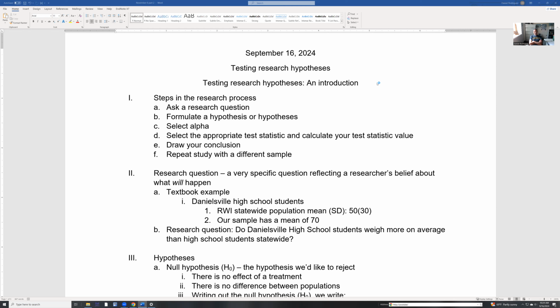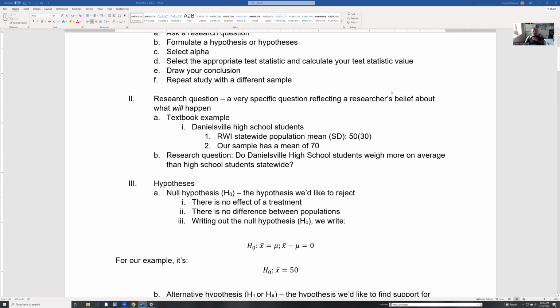So generally, the process is you ask a research question, you formulate a hypothesis, or you can do more than one hypothesis. You select your alpha. We'll talk about all this stuff. Select the appropriate test statistic and calculate your test statistic value. Draw your conclusion and then repeat with a different sample. So you're supposed to be doing this over and over again until you get some kind of a conclusion, either that my hypothesis is wrong or that it's correct and has support.